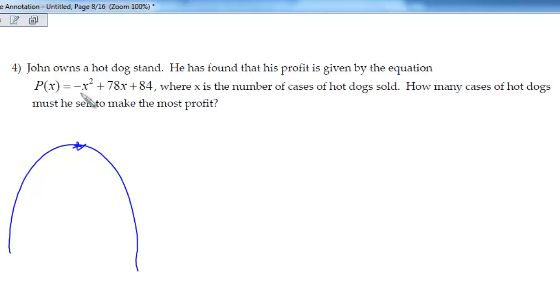So there are several ways to find out what that vertex is, but one of the easier ways is to use the equation x equals negative b over 2a. Okay, that'll let us know the x value at which the maximum occurs. And then we can use that x value to find out what the maximum profit is, if that's the question.